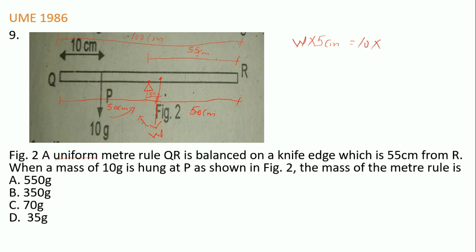is going to be equal to the other weight, which is 10 grams, times the perpendicular distance. Now since we know that from here to here is 50 centimeters and from here to here is 10 centimeters, that implies that from here to here is going to be 40 centimeters. So times 40. If we make W the subject of the formula, we're going to be having 400 divided by 5, and I'm pretty sure that will result to, is that 400?